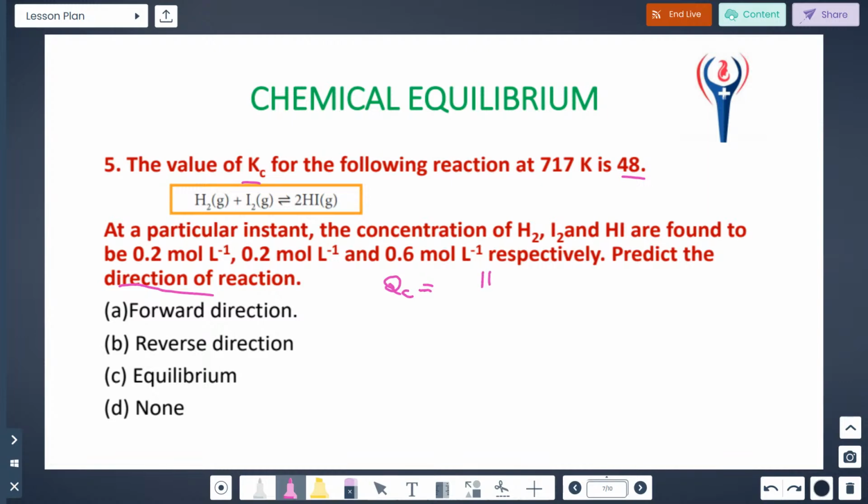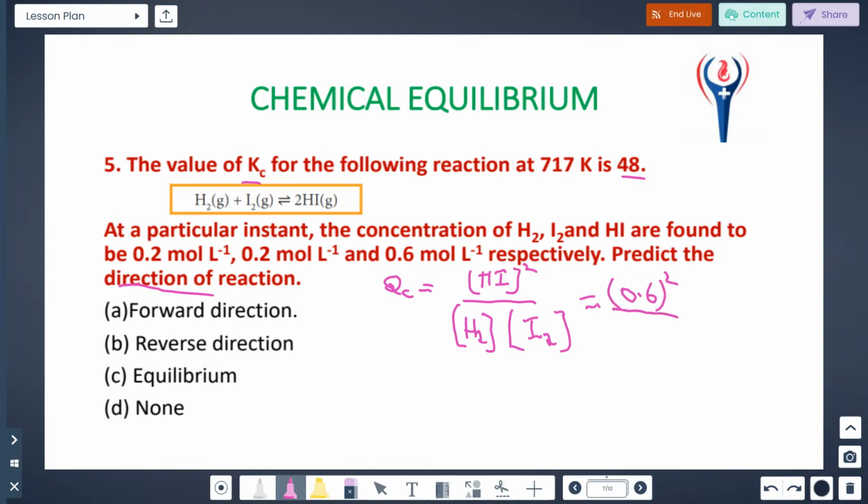So concentration of HI, understood? The whole power 2, simple. Concentration of H2, here not whole power, here no coefficient, no, so simply H2 only. Then concentration of what? I2. Understood? Simple. Then substitute the values. Here HI is what? The third value, 0.6. 0.6, whole square, understood?